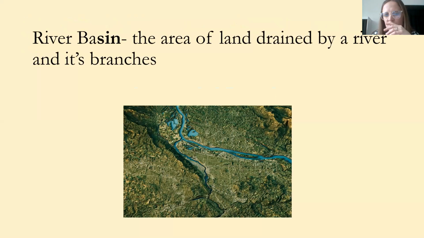A river basin is an area of land that is drained by a river and its branches. So branches, all the bits that come off of it. So you've got like a basin, and then the area of land is drained by the river and the branches of the river that come off of it.